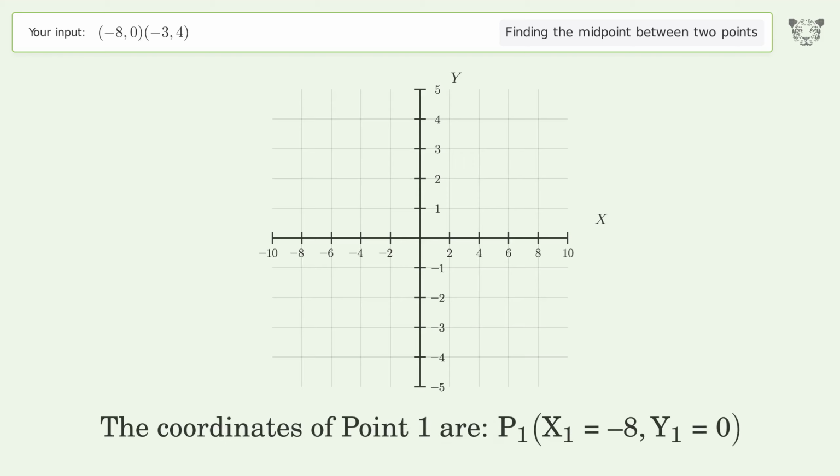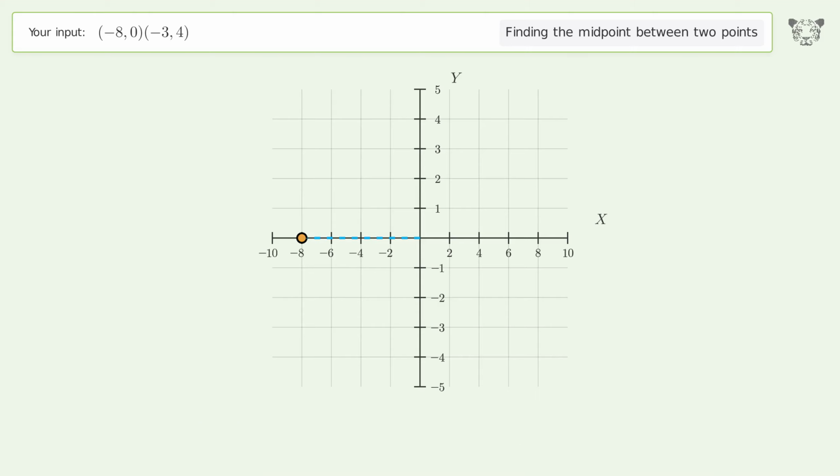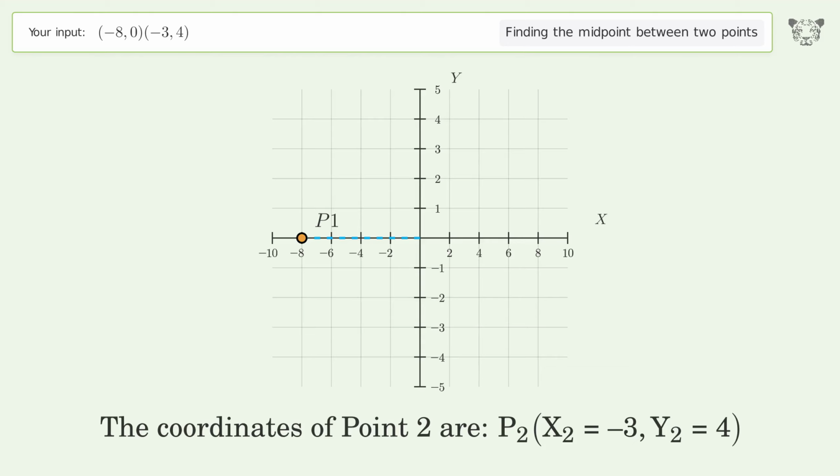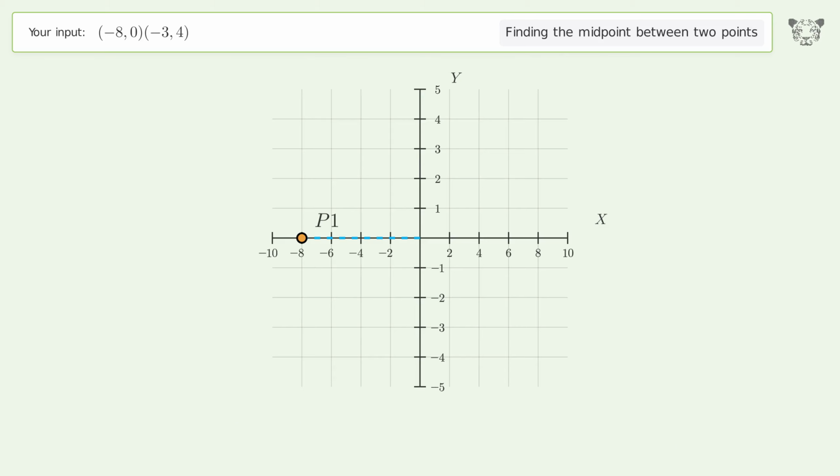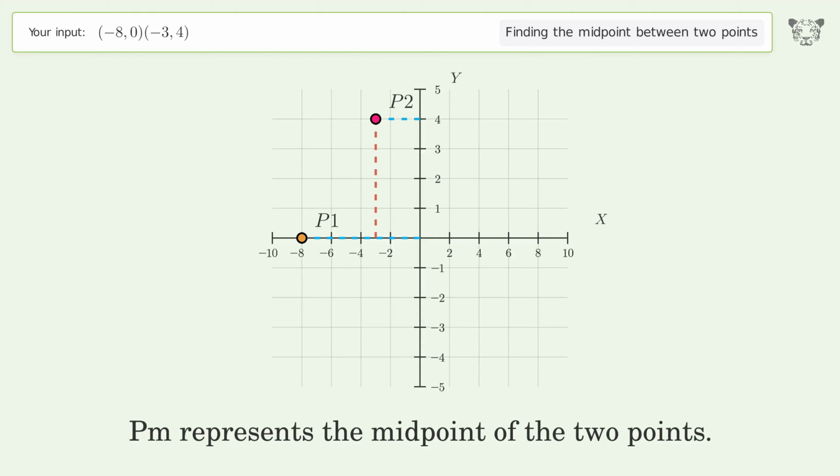The coordinates of point 1 are, x1 equals negative 8, y1 equals 0. The coordinates of point 2 are, x2 equals negative 3, y2 equals 4. PM represents the midpoint of the 2 points.